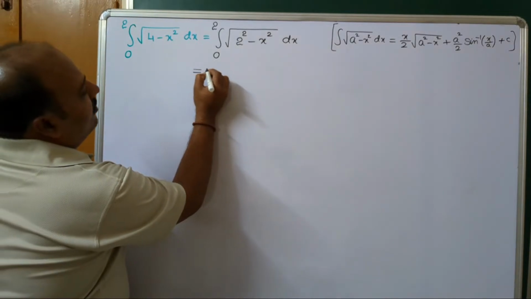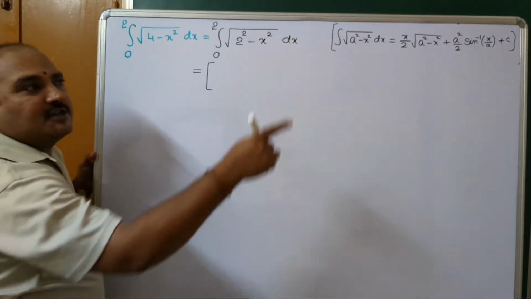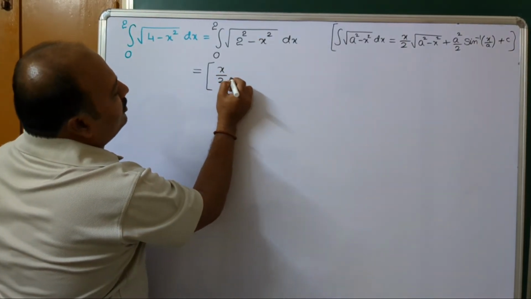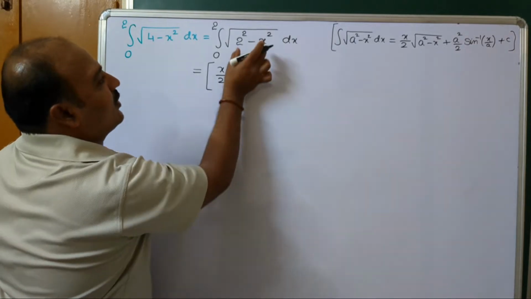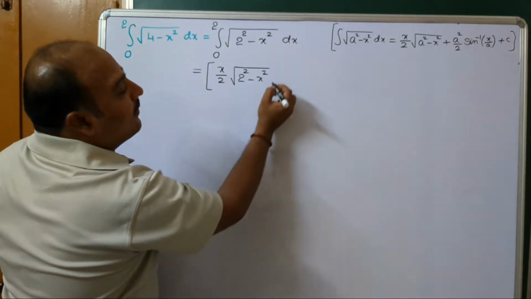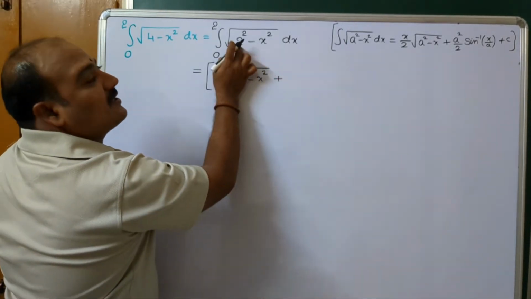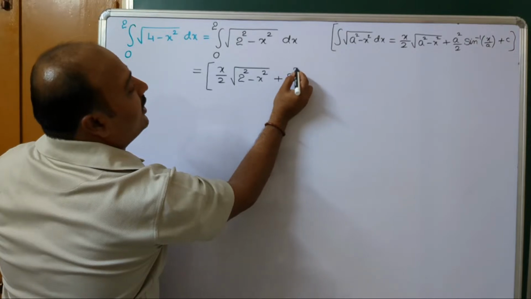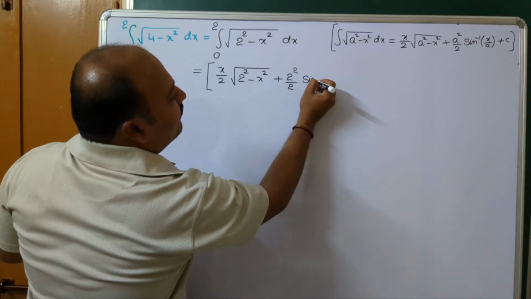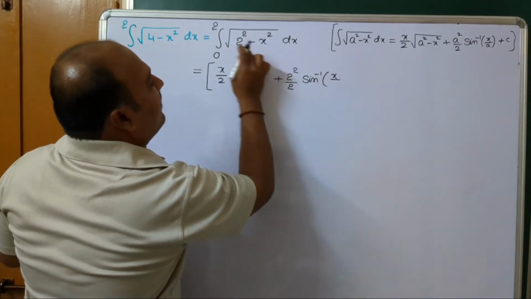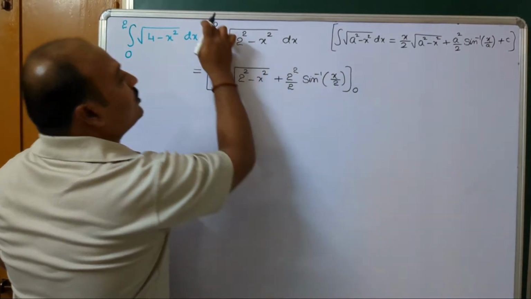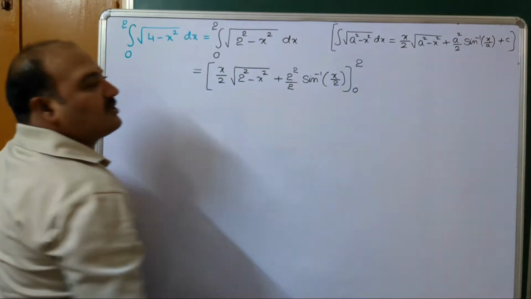So without limits, first keep bracket and write it. x by 2 into square root of a square minus x square. That means as it is I am writing 2 square minus x square plus a square by 2. What is a square in this? 2 square. 2 square by 2 into sine inverse of x by a. x by a value is equal to what? x by 2. Applying the limits 0 to 2. I hope you understand it, students.